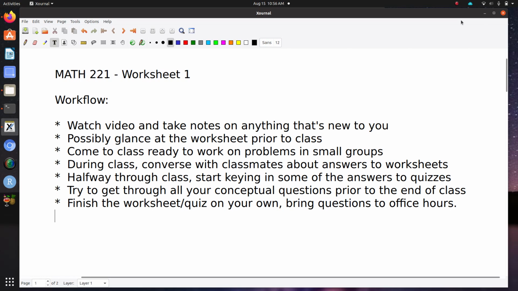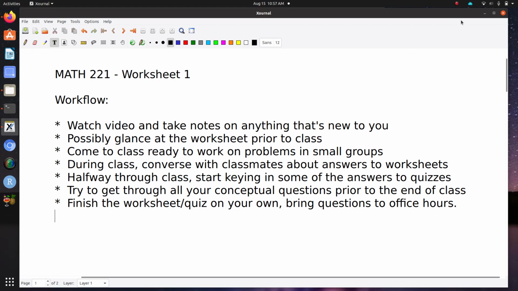Roughly halfway through class, you're going to start keying in some of those answers into the quizzes. Everybody has the same quiz. A quiz is quiz in quotes. You can take it as many times as you want. You can converse with each other. It is not cheating to talk to each other about the questions and the answers for the quizzes. The quizzes are just in quotes. Okay? It means it's actually a check on your worksheet to make sure you're getting through the worksheet correctly.